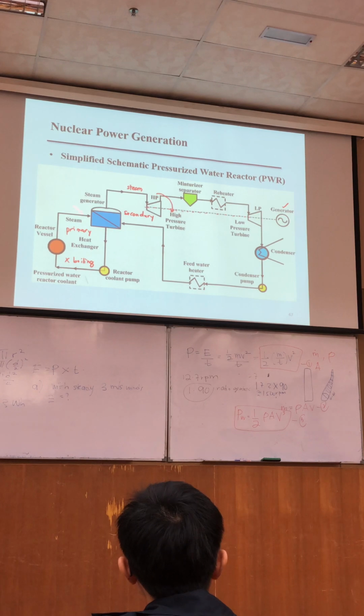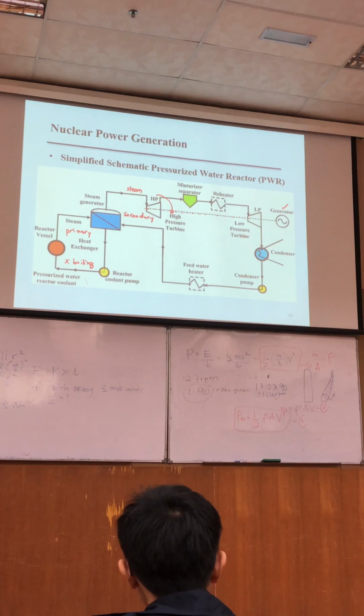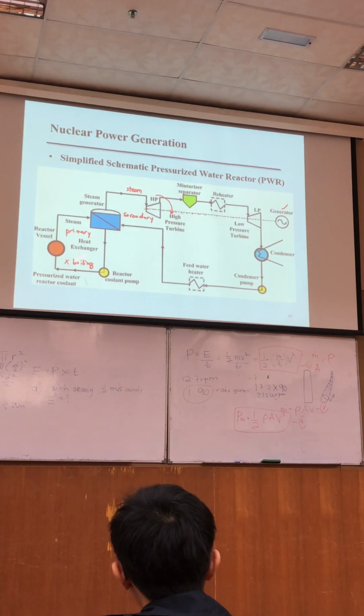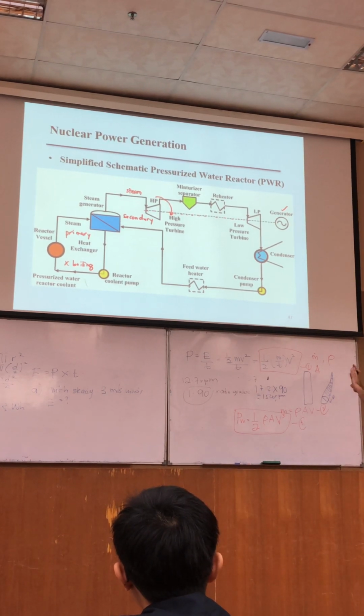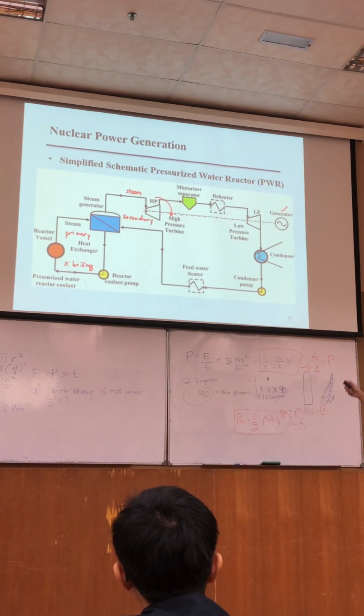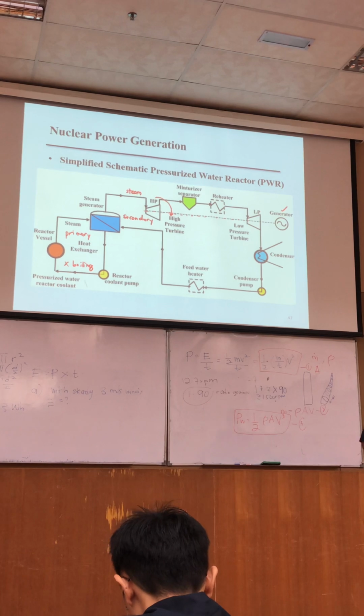heat exchanger here. Ada berlaku proses penukaran tenaga daripada satu tenaga ke satu tenaga lain. Semua orang tahu. So there are tiga sistem lah: primary system, secondary system, and then the third one, the tertiary system. This is the schematic diagram showing how a pressurized water reactor works.